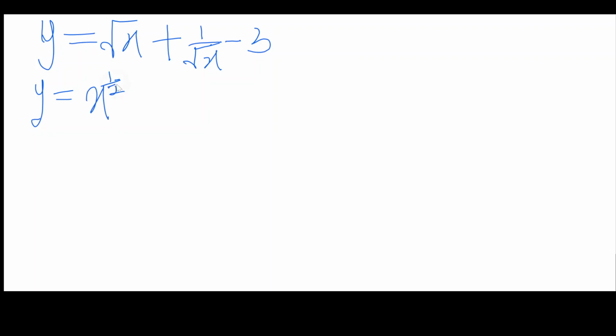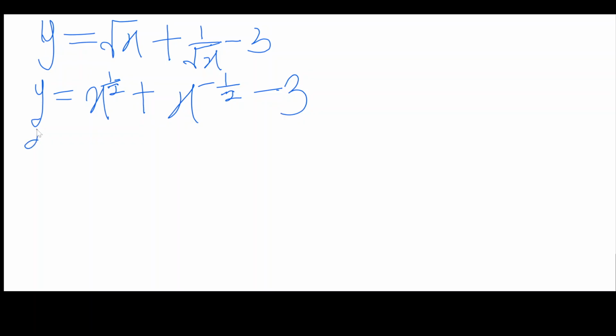X to the power of a half is the same thing as the root of x. Then plus, this is going to become plus x to the power of negative half. Then we have minus 3. So we have been able to rewrite the question given to us. Then from there we can differentiate.